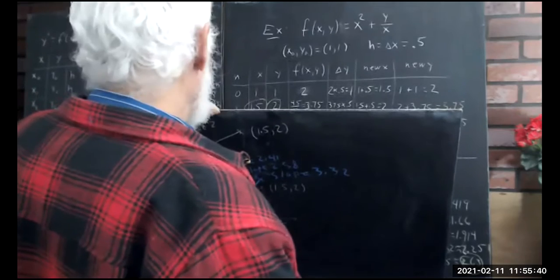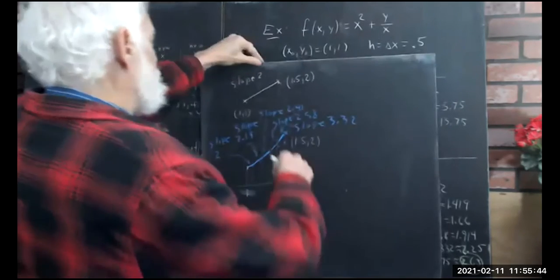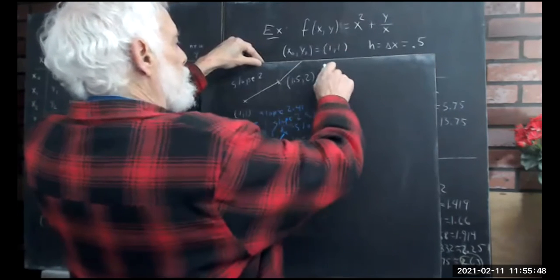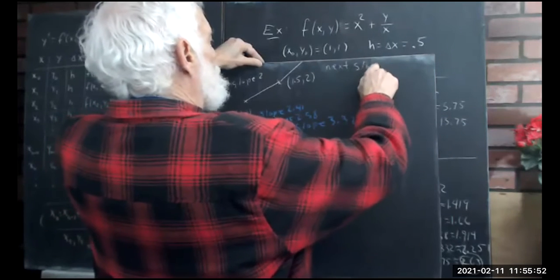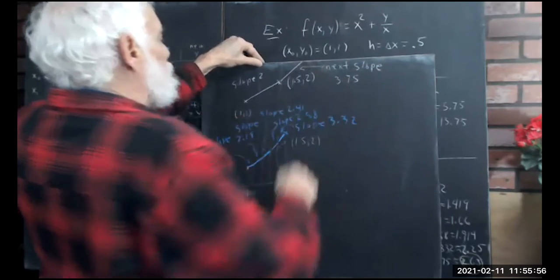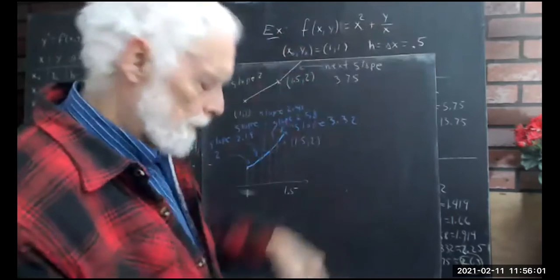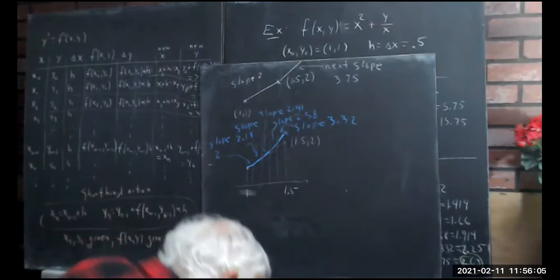The curve here went up to a slope of 3.75 for the next interval. So it's clear that the slope appears to be increasing. And if you look at this function and analyze it a little bit, you can see why.